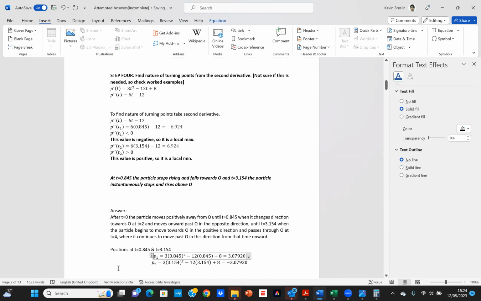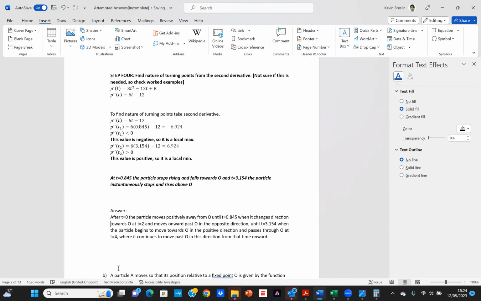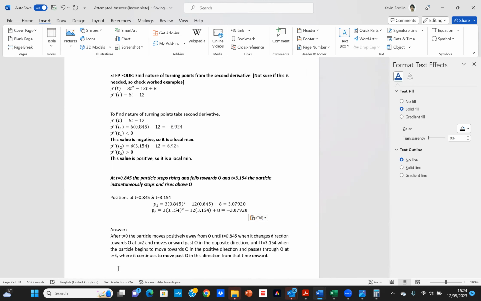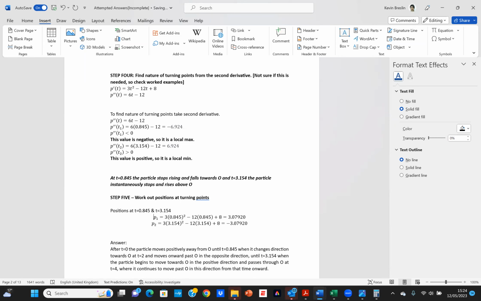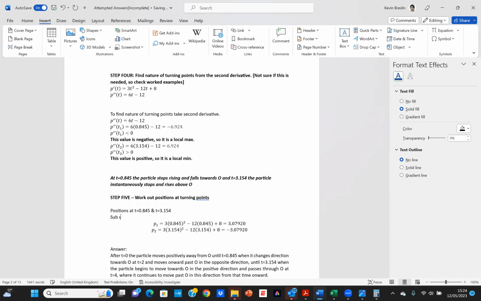Now I've got that answer, so I think what I need to do is, yeah, there's a fifth step. Step five. All right, that turning point. And all you do here is sub the value of t into the PT formula.